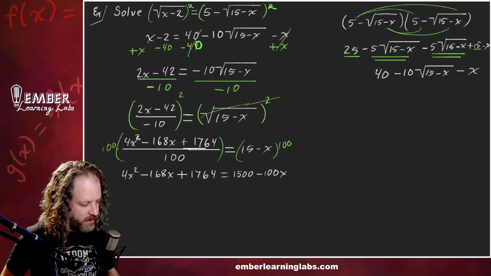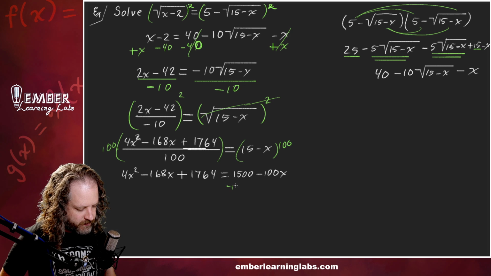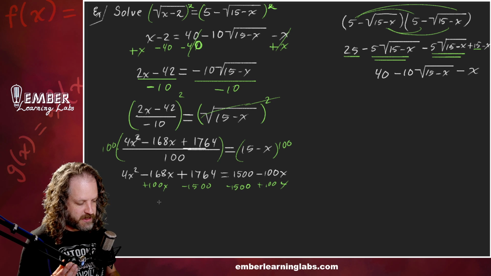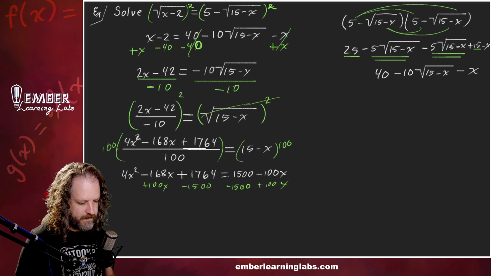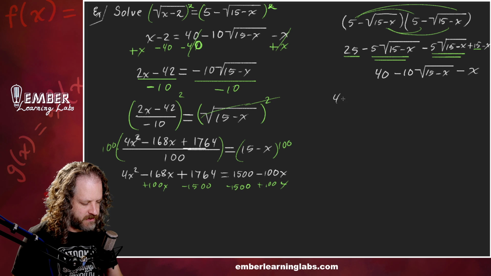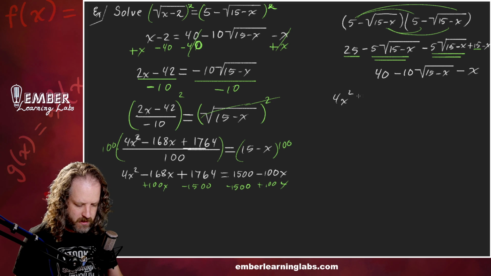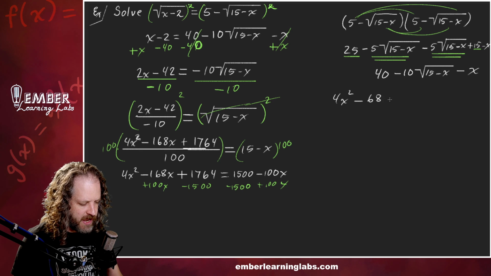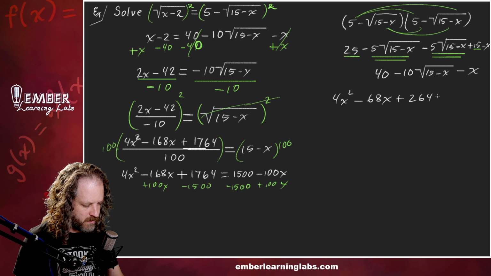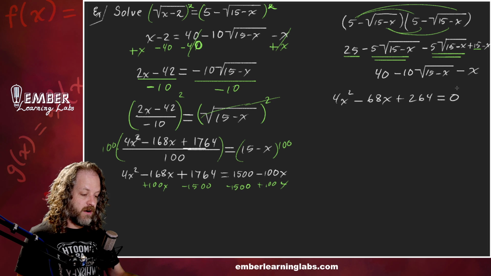So either way, we want to move all this junk over there. So minus 1,500 plus 100x plus 100x. It's like we're getting a lot smaller numbers. I'm going to move up over here. So 4x squared minus 68x plus 264 equals 0. Now, are all these divisible by 4?